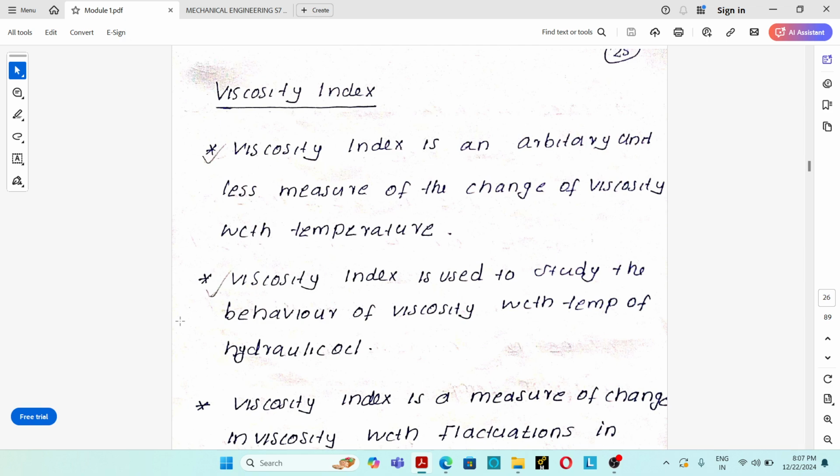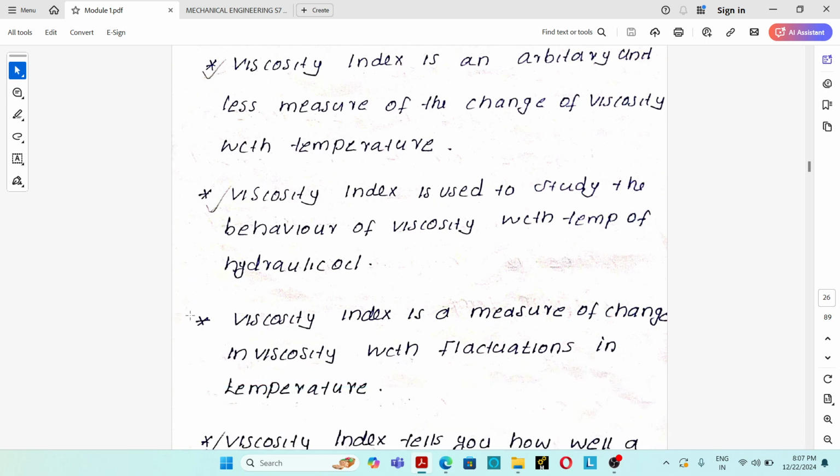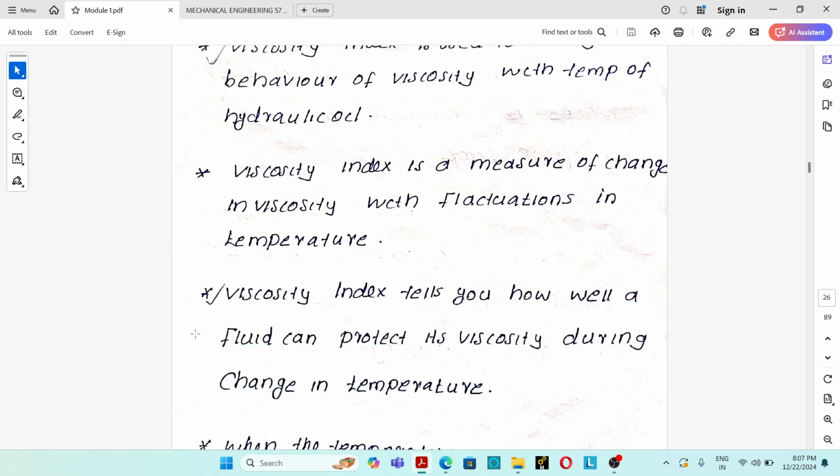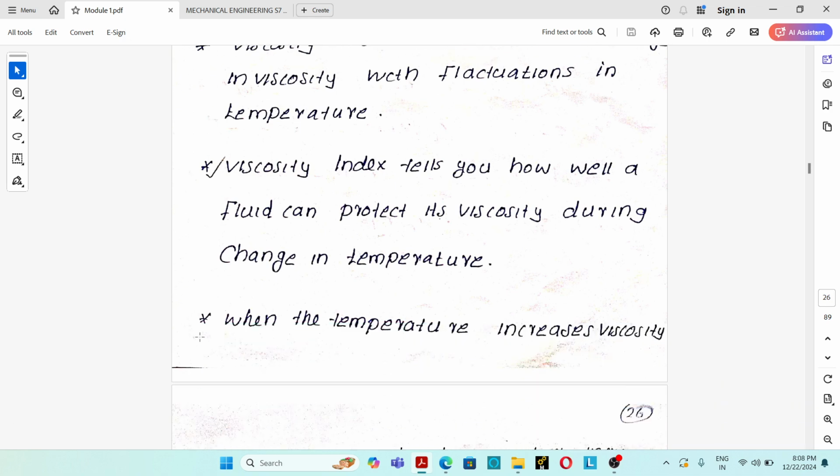See, viscosity index is the relation between the change in viscosity with respect to temperature. And viscosity index is used to study the behavior of viscosity with the temperature of the hydraulic oil. When the temperature changes, viscosity of the hydraulic oil will also change. So that relationship is known as viscosity index. Actually, viscosity index tells you how well a fluid can protect its viscosity during change in temperature.